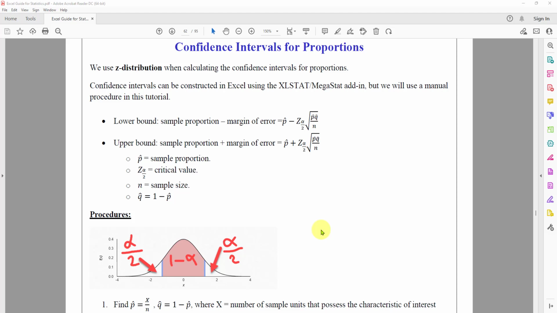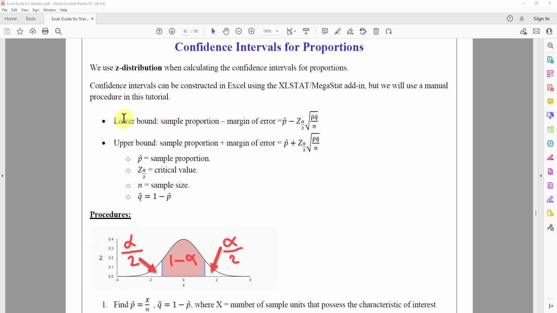In this video, we'll see how we can apply Excel to find the confidence intervals for proportions. We use the z-distribution when calculating the confidence intervals for proportions. In Excel, we can find the confidence intervals by using the XLSTAT or the MegaStat add-in, but instead we will use a manual procedure in this tutorial.